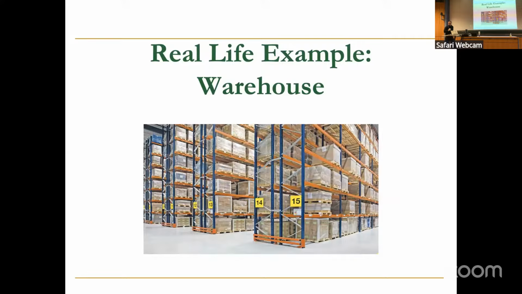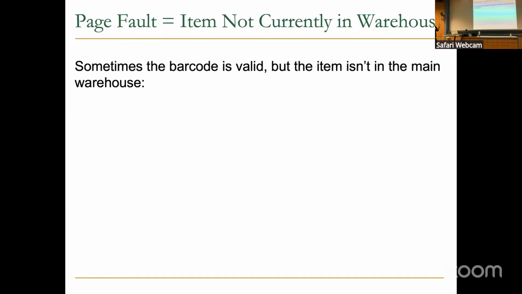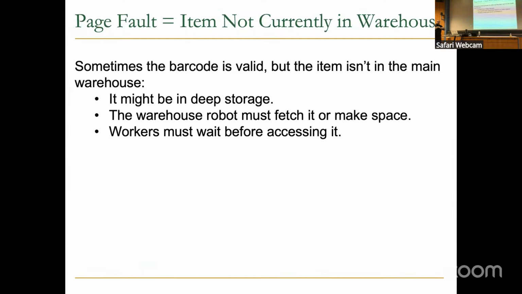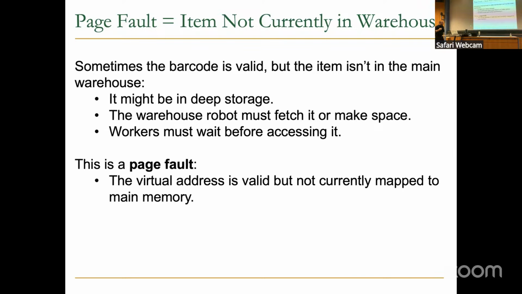An example again in the warehouse. The page fault means that the item is not currently in the warehouse. Sometimes the barcode is valid. Our program has virtual addresses, but the item isn't in the main warehouse. It might be in some sort of very deep storage, right? So we want the warehouse robot to fetch or make space in order to create space for us and bring our item there. And the workers who need this item need to wait before they access it. And this is basically a page fault.